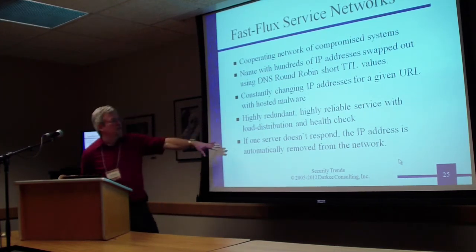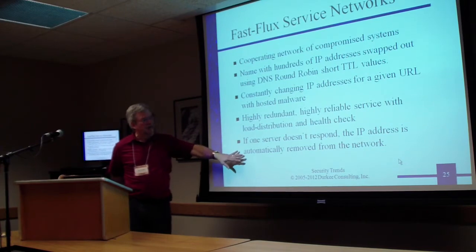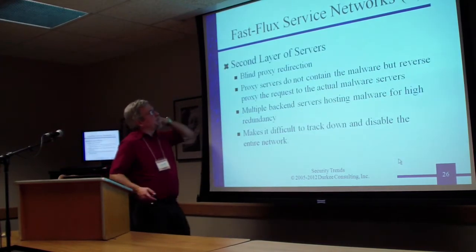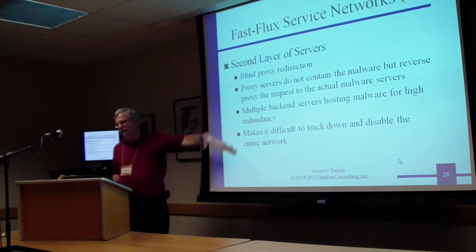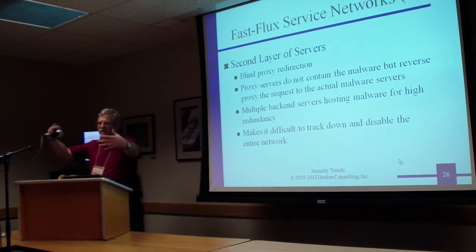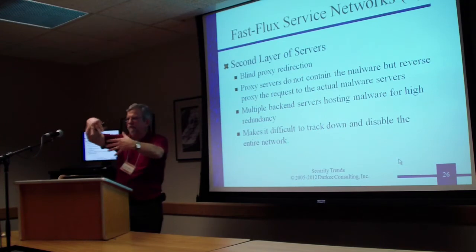So if one server doesn't respond, the IP address is automatically removed from the network, right? So they're going to update this. So this is a fast flux network. They have a second layer of servers behind the first layer. The first layer is just proxies, right? And the other servers behind it are the ones actually serving up the malware. So the frontline servers don't have any malware on them.